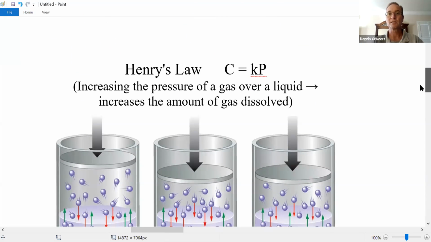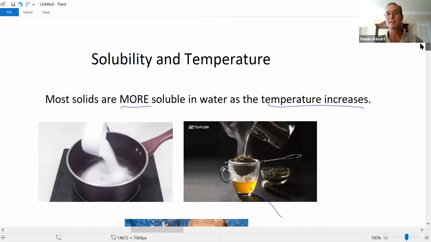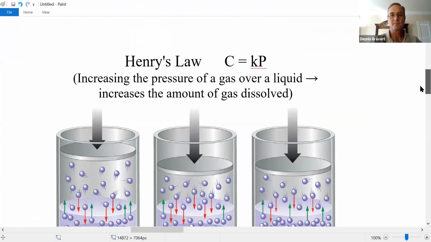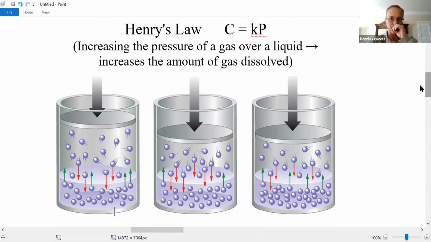Henry's law. Okay, so we saw up here that if you change the temperature, you change the solubility. Gases, you want to lower the temperature to make them more soluble. What about pressure? I like this one. This one I can visualize. If you want to get more gas to dissolve, squeeze it in. Just force it to go in.